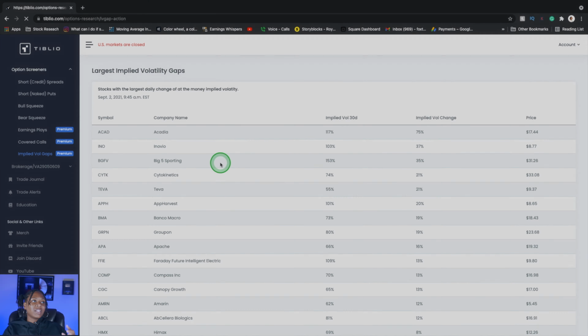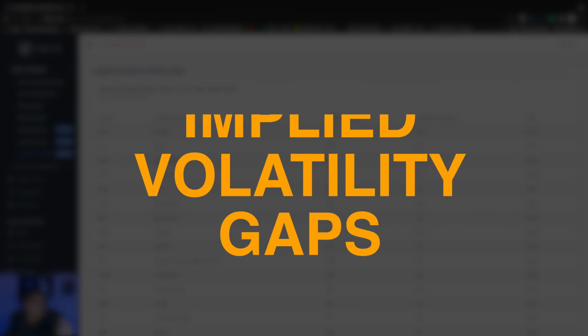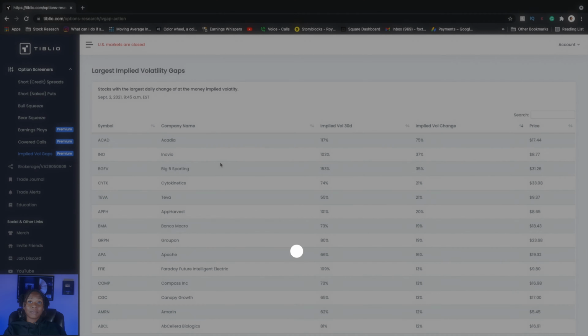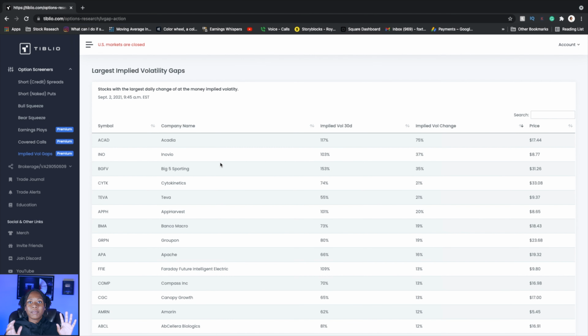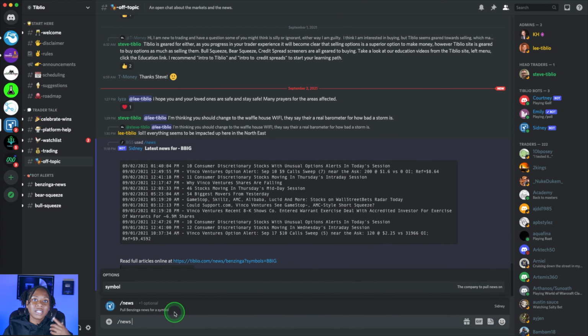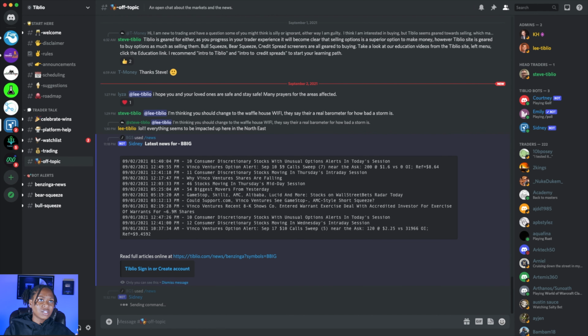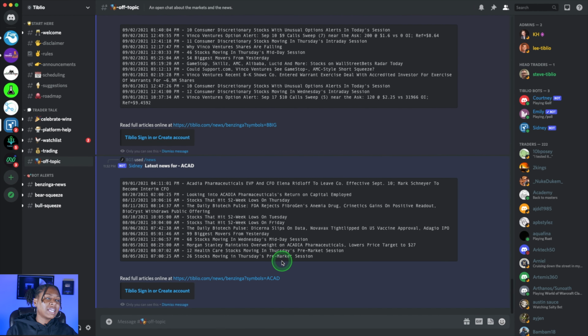Okay, and then the last one is going to be the implied volatility gaps. These are going to be implied volatility gaps from the day before. These stocks aren't necessarily bullish, they're not bearish, there's just a big change in the stock's volatility. So we really want to find out what's causing that. For these especially, we're going to want to do a new search to see what could be moving the stock. Just for example, I'll do this one, ACAD.